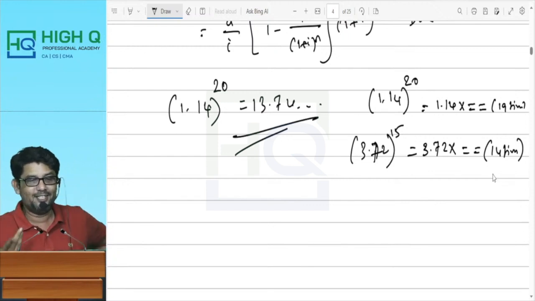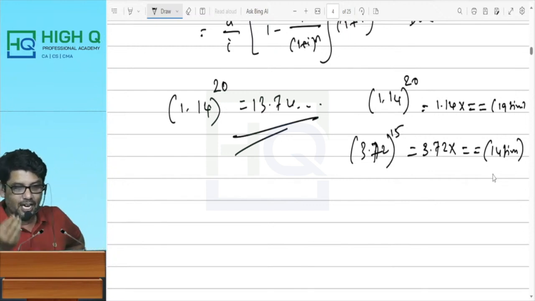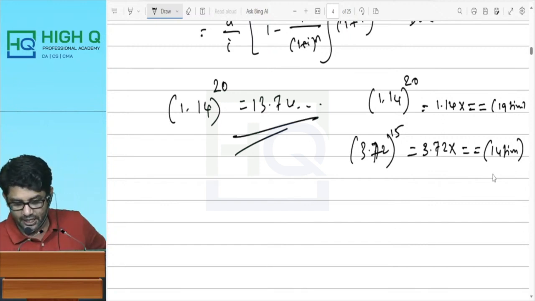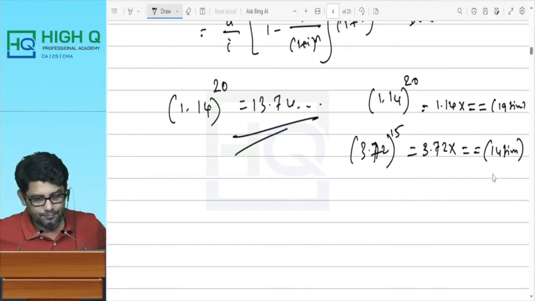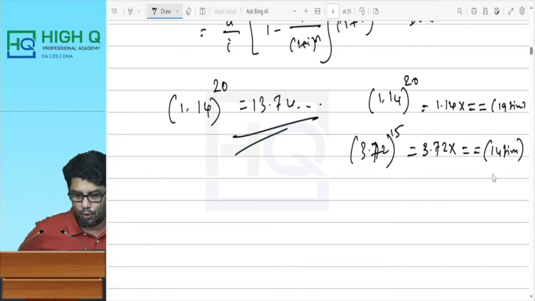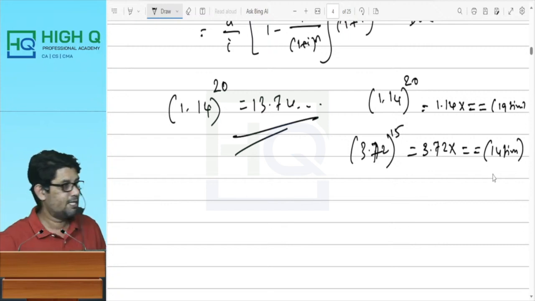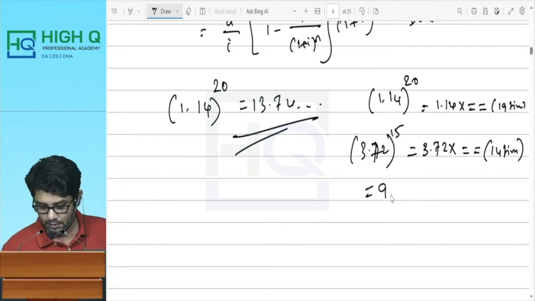Tanish is saying it is not working, what to do? Either you change the calculator at least. I don't know what calculator you're using. 3.72 whole power 15. Can you give me the answer, my dear? What is it? 9? 9.97?